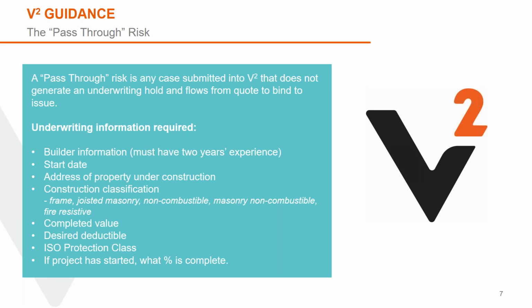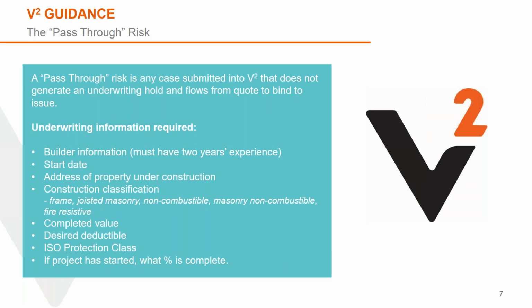We need to know the completed value. We just went through that, so we know what that is: selling price minus land. You have to tell us what deductible you want. We can go from 1,000 to 50,000 on deductibles. We need to know the ISO protection class. It's 1 to 10, and you have to pick one. Pick 1 or 10 or someone in between. Hopefully, you know what the protection class is in your area.